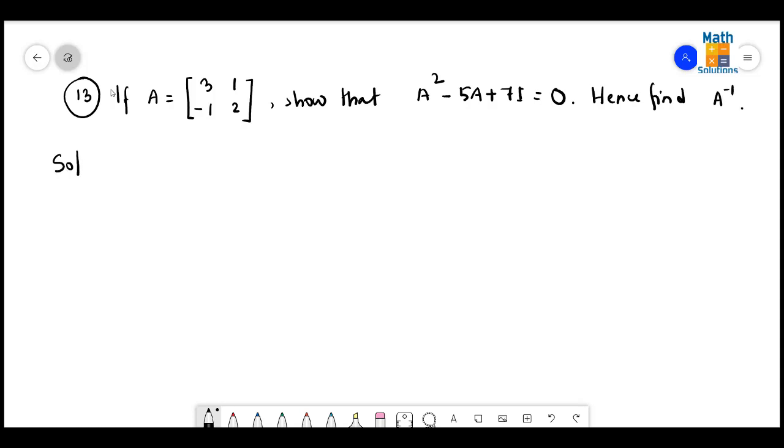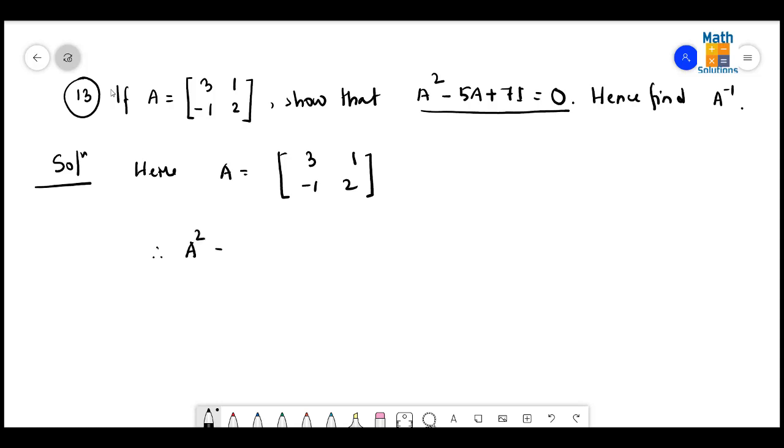So while solving this question, actually in this question there are two parts. First we have to show that this expression is true. For that we need to find out what is A square. So here capital A is equal to 3, 1, minus 1, 2. Therefore A square is equal to A into A. That means we have here 3, 1, minus 1, 2 into 3, 1, minus 1, 2. While finding out the product, let us check what we get.